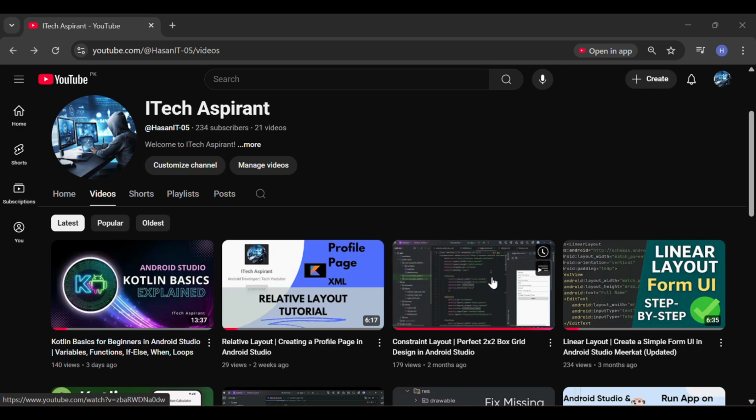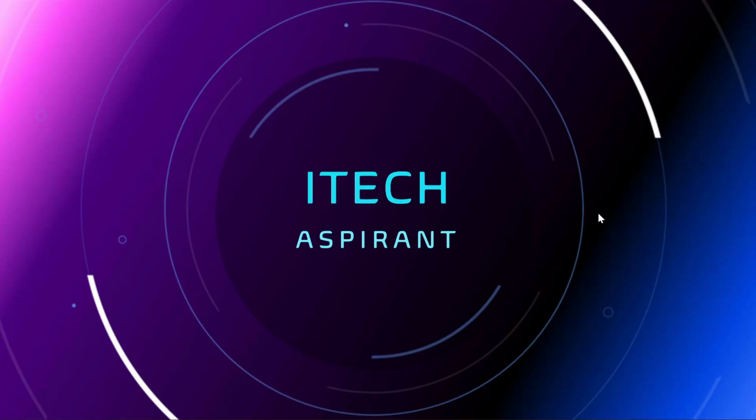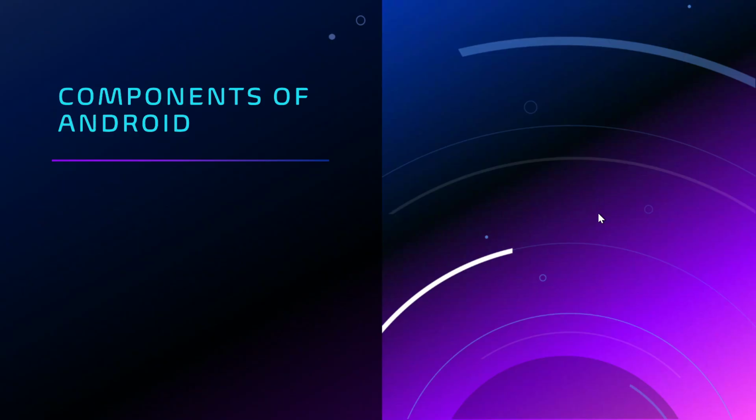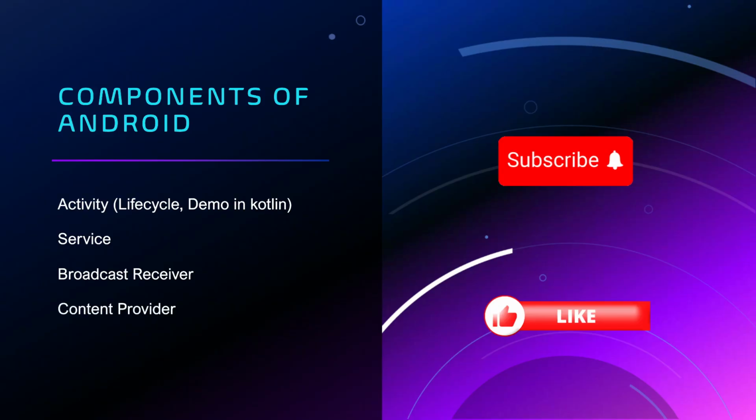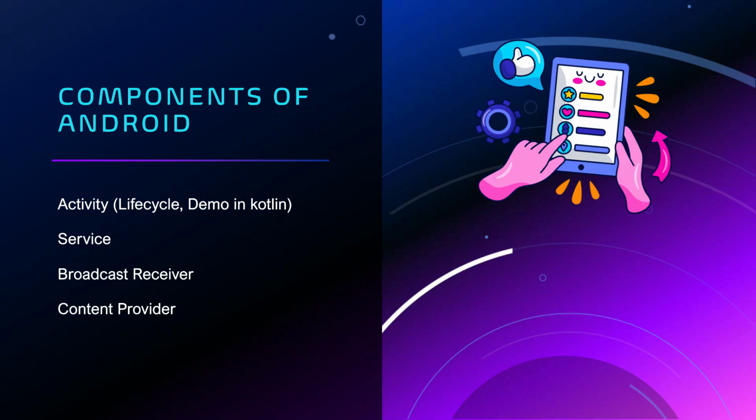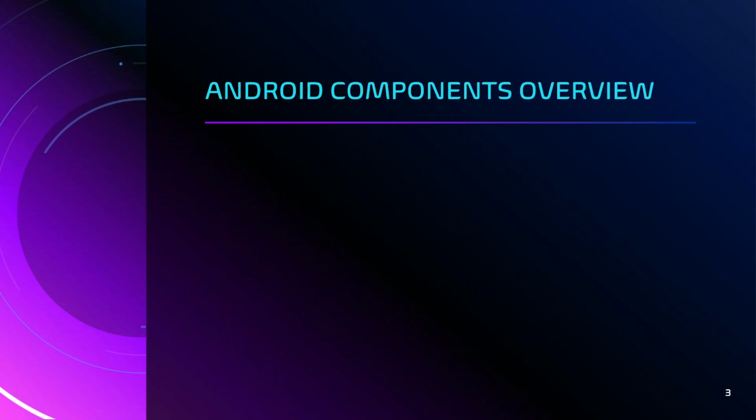In today's video, we're going to explore the four main components of Android and then see the activity lifecycle in action using a simple Kotlin project. If you're a beginner in Android development, this video will help you clearly understand how an app behaves behind the scenes. Android applications are built using four main components.